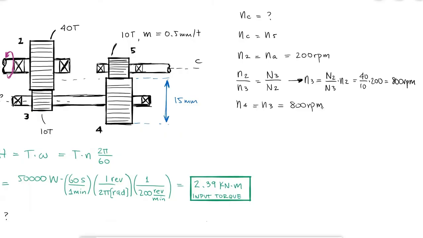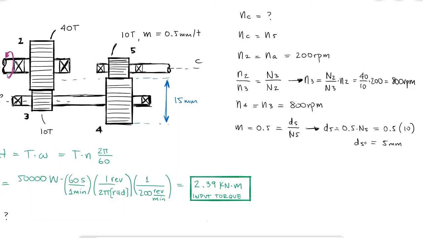To find the revs per minute of gear 5, I either need the relationship between the number of teeth or the pitch diameter between gears 5 and 4. And since I have the module of gear 5, which is the relationship between the number of teeth and the pitch diameter, I can find that the pitch diameter of gear 5 is 5 millimeters.